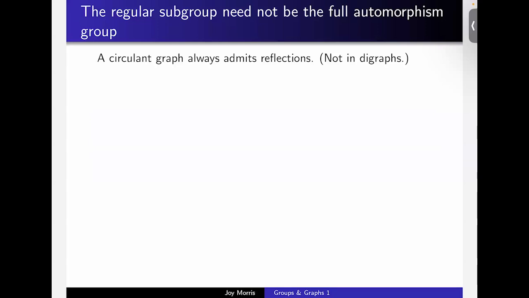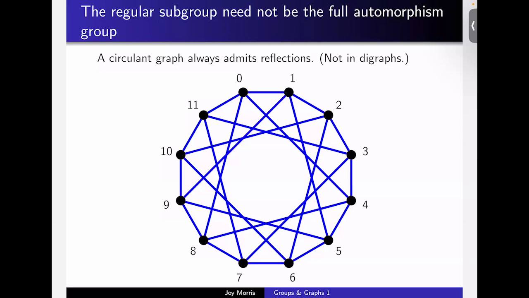But the regular subgroup is not always the entire automorphism group of the graph. So for example, a circulant graph, in this case a graph, not a directed graph, always admits reflections as well as rotations. So if I have a circulant graph, then the regular subgroup of automorphisms consists of rotations, adding i mod n to every vertex. That's what the regular subgroup does. Any element of the regular subgroup adds i to each vertex for some i.